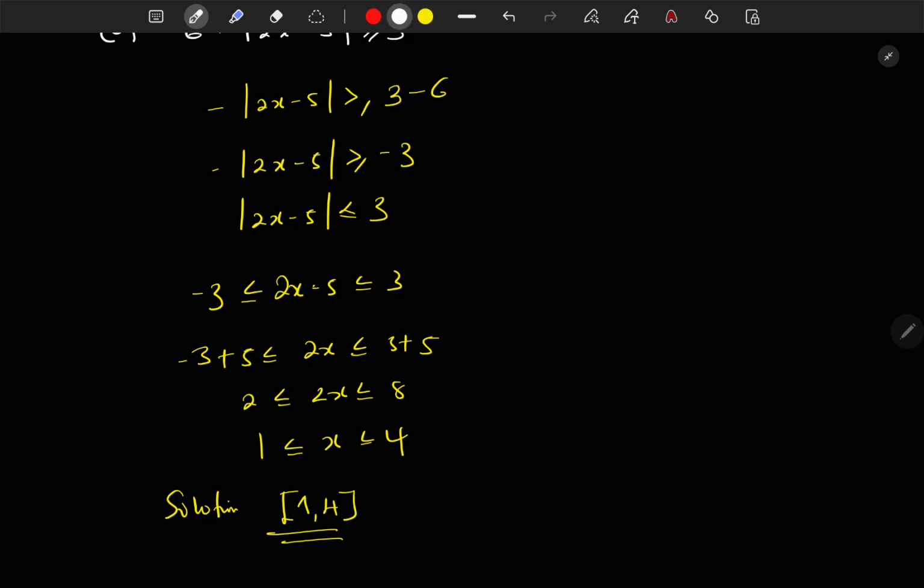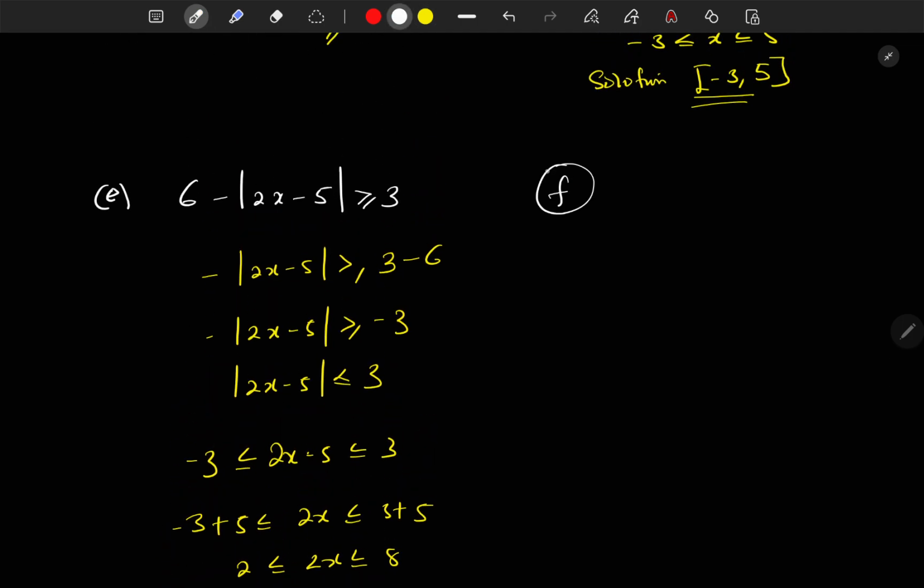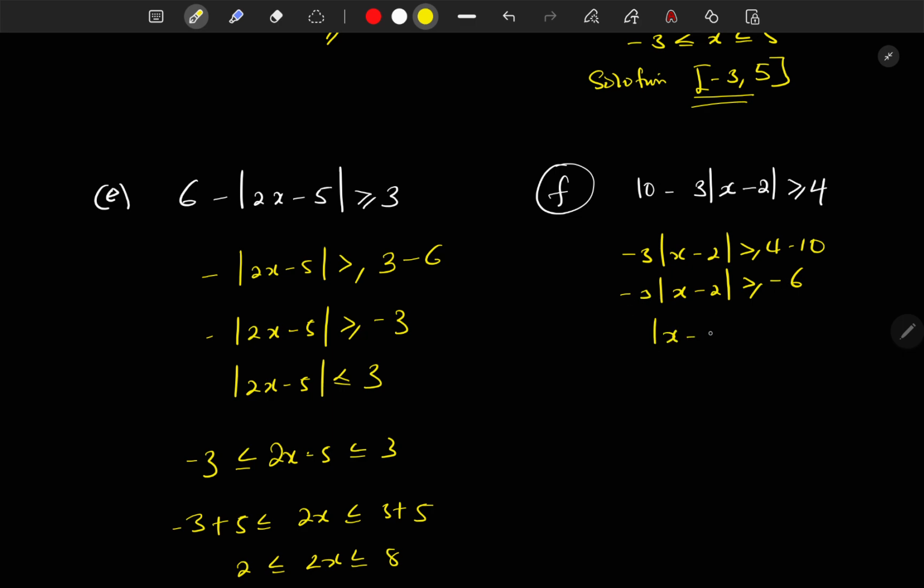Our last one, which I'm going to give us, is 10 minus 3x minus 2 greater than or equal to 4, like that. So again, we take 10 the other side, you have negative 3x minus 2, 4 minus 10. So we have negative 3x minus 2 greater than or equal to negative 6. I can divide negative 3 throughout, which will give me x minus 2 less than or equal to 2.